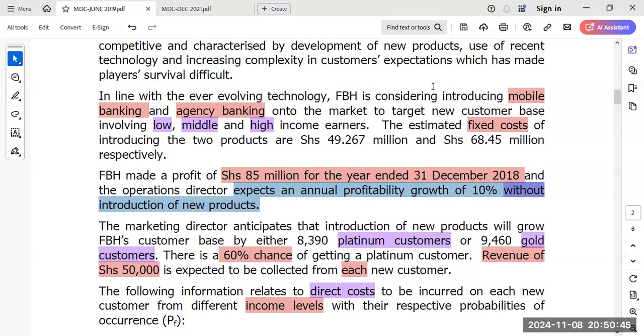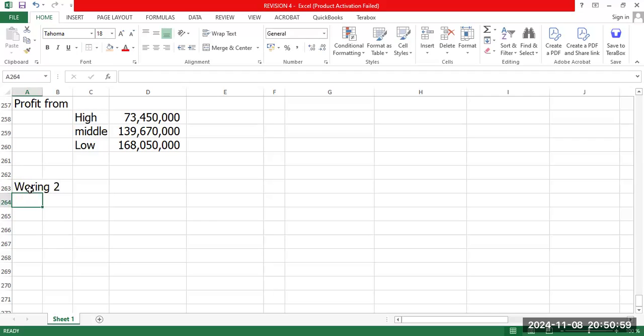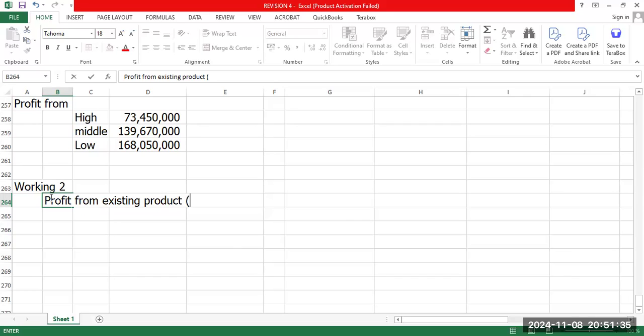So you can also do a working down. Profit from not introducing, let me just say profit from existing product, that is net, without introducing new product.